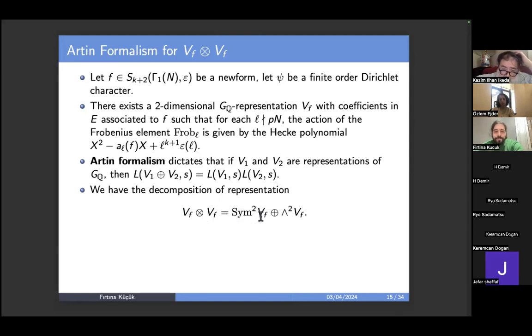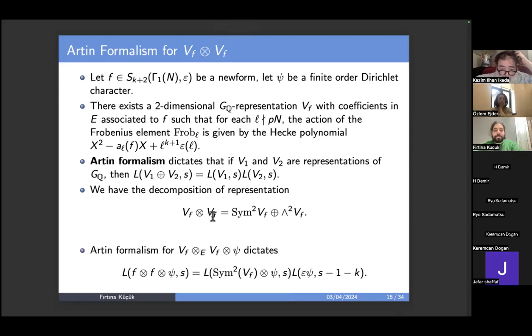It is G-stable and it is three-dimensional. And there's a one-dimensional subspace, which consists of alternating tensors inside this. So our four-dimensional representation decomposes as a three-dimensional symmetric square and a one-dimensional alternating square. And Artin formalism for this representation dictates that the L-function associated to this tensor product factors as the L-function of the symmetric square twisted, and the L-function of the alternating square. So this is the L-function of the alternating square twisted by psi.